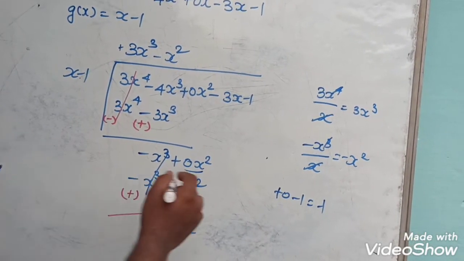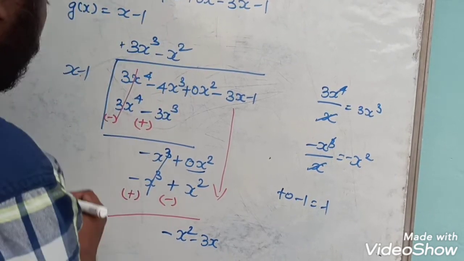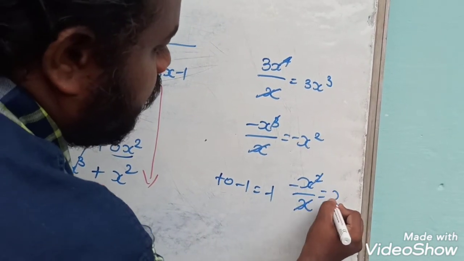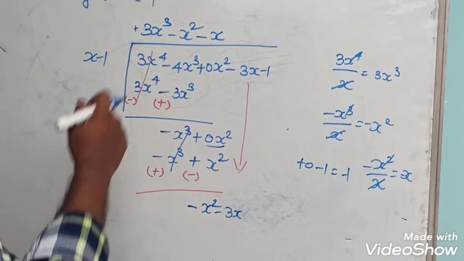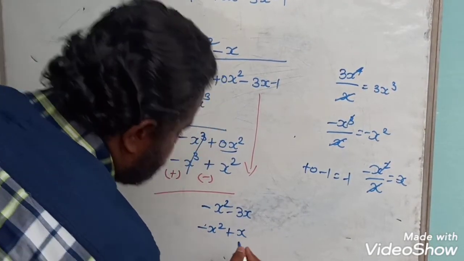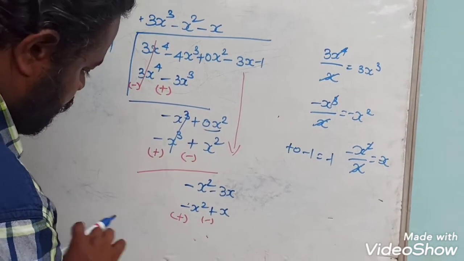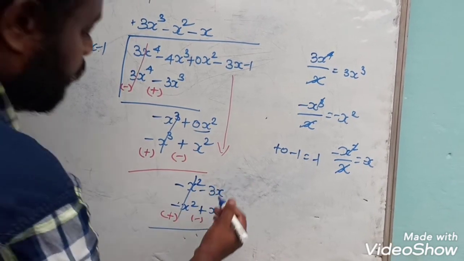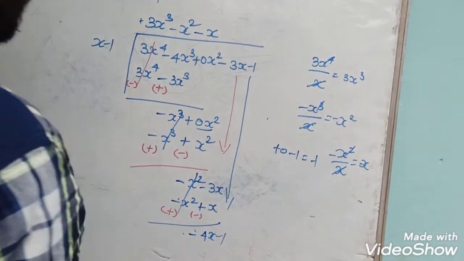So now we take another term, minus 3x. So we compare minus x square divided by x, we get minus x. So plus into minus, minus x square, minus into minus, plus x. Now again we change the symbol, plus, minus. What we get? It will cancel. Minus 3 minus 1, we get minus 4x. Last and final term, minus 1, we take it out.